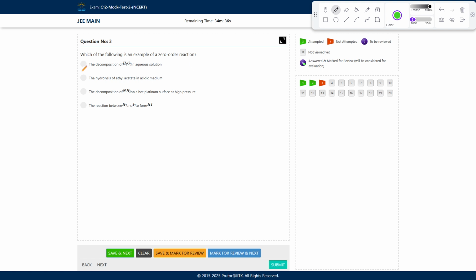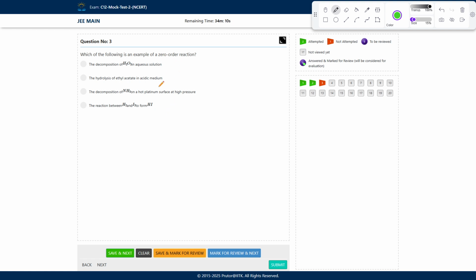Okay, so the first option is decomposition of H2O2 in the aqueous solution. Second option, the hydrolysis of ethyl acetate in the acidic medium. Third option, the decomposition of ammonia on a hot platinum surface at high pressure. Fourth option, the reaction between H2 and I2 to form HI.